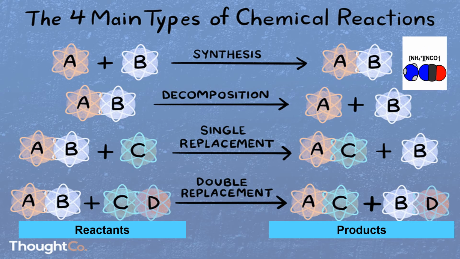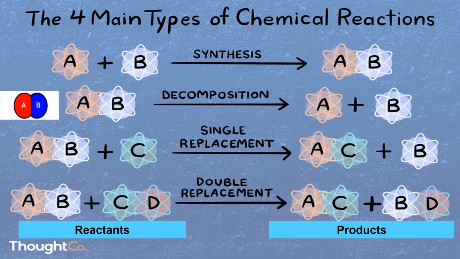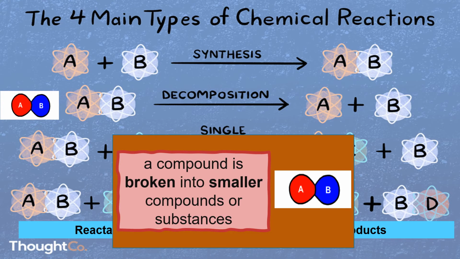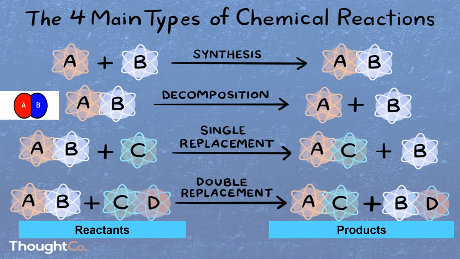This is represented by our example here, where substance A plus substance B yields to a compound AB, or simply A plus B yields to AB. The second type of chemical reaction is called decomposition reaction, where a compound is broken into smaller compounds or substances. For the equation, let us have compound AB yields to substances A plus B, or AB yields to A plus B.